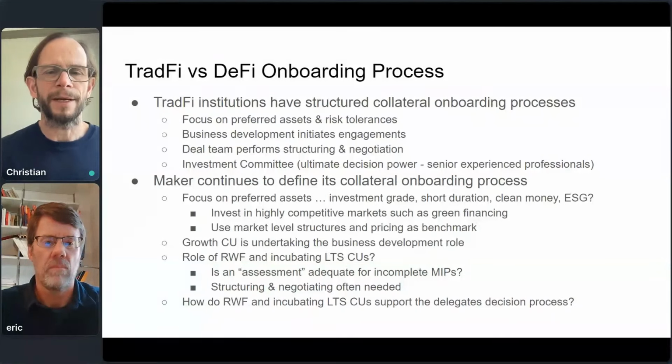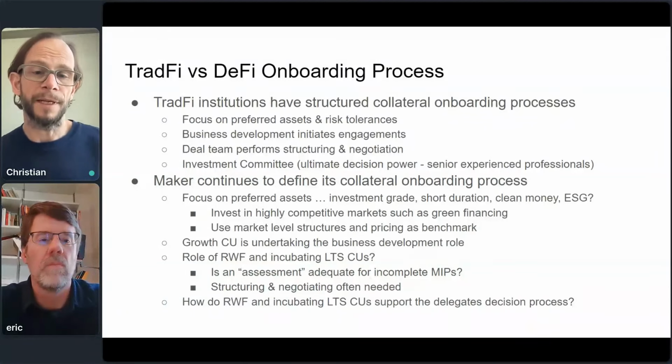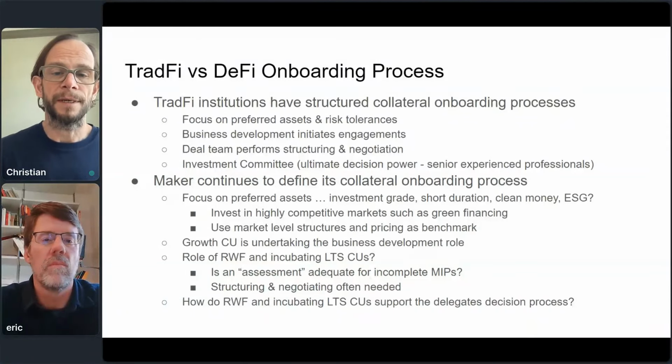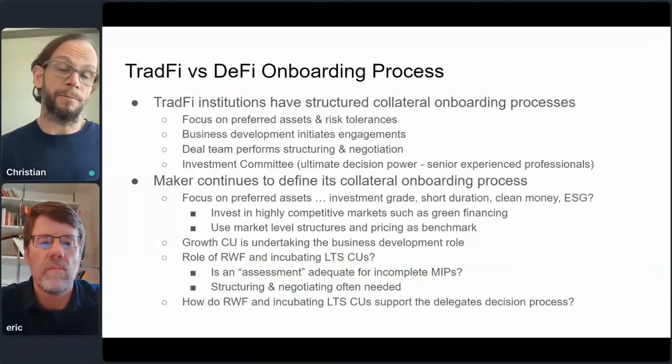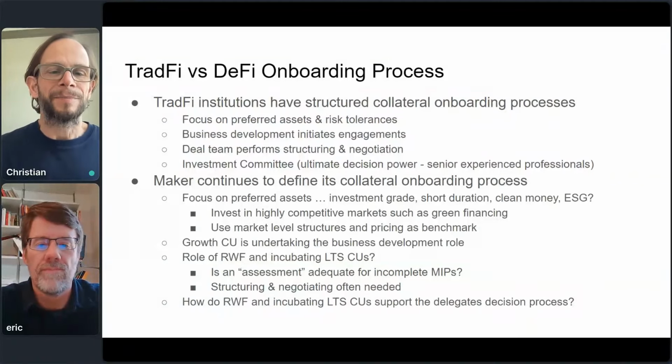So how do we look at it? We're continuing to define our onboarding process. It's not structured yet. We're working on it. Do we have a focus on preferred assets? There's been discussion regarding investment grade, short duration. We have the clean money thesis. There's a question as to ESG and what is ESG? It's greenwashing and the like.